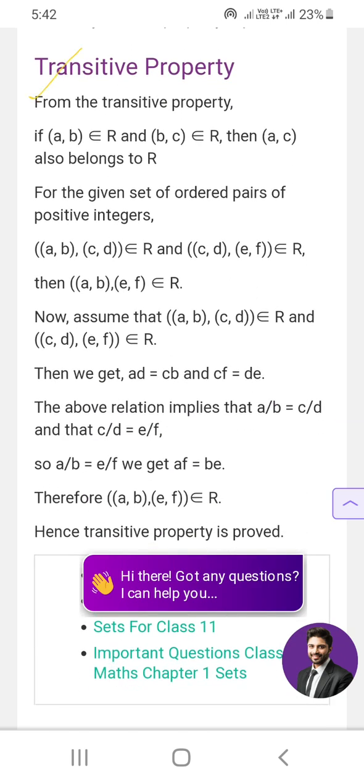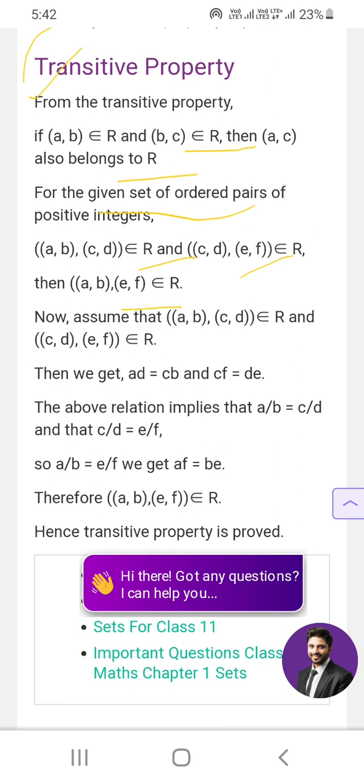Now let's talk about the transitive property. If (a, b) belongs to capital R and (b, c) belongs to capital R, then (a, c) also belongs to capital R. So for the given ordered pairs of positive integers, if (a, b) and (c, d) belong to capital R and (c, d) and (e, f) belong to capital R, then (a, b) and (e, f) belong to capital R.